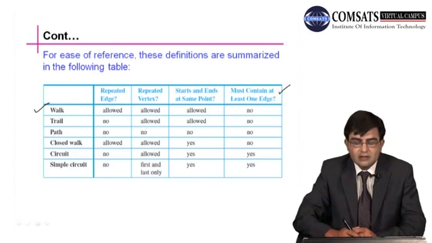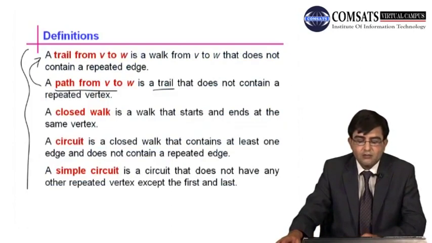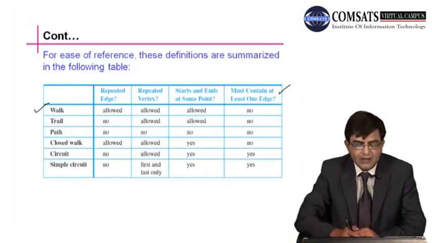Now the next definition, trail. In a trail, repeated edge is not allowed, repeated vertex is allowed, and the starting and end points may be the same; that is also allowed in the definition of a trail. A walk from V to W that doesn't contain a repeated edge. So this is the only condition in the definition of trail. Next is the definition of path.